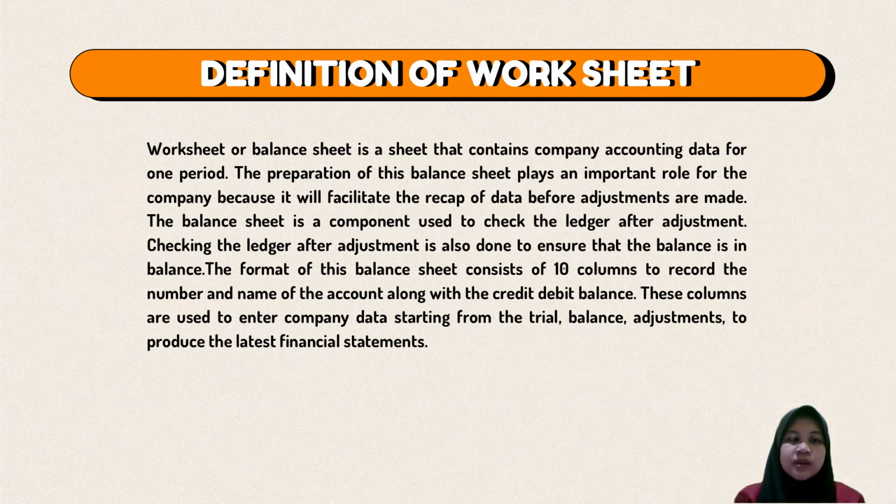The format of this worksheet consists of 10 columns to record the number and name of the account along with the debit credit balance. These columns are used to enter company data starting from the trial balance, adjustment, to produce the last financial statement.